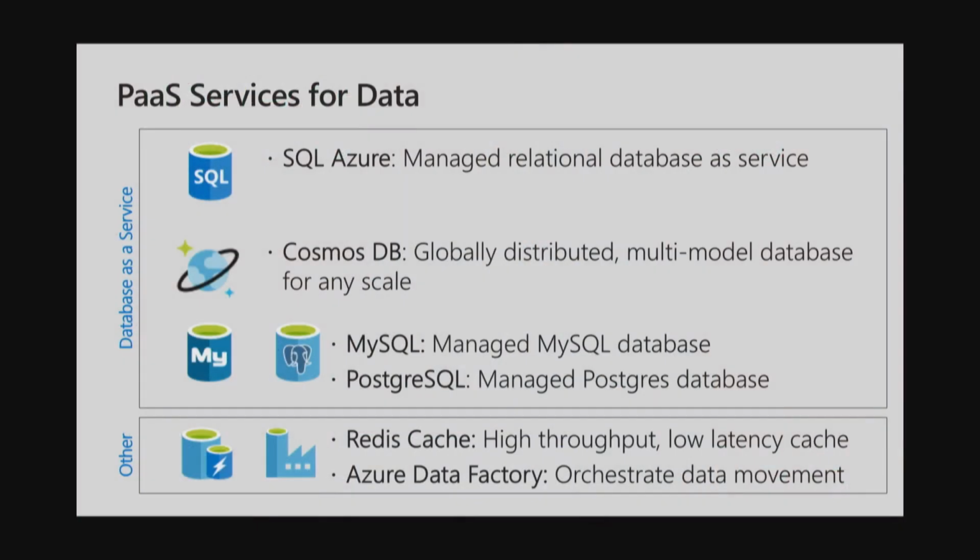So then there's PaaS services for data. We have SQL Azure, which is a managed relational database. Cosmos DB, which is globally distributed, very low latency. Then there's MySQL as a managed service, and PostgreSQL as a managed service. And then there's other areas, like data related to caching. So Redis, have you ever heard of Redis? There's a managed Redis cache in Azure and in Azure Government. And then there's Azure Data Factory, which is nice to orchestrate data movement between migrations and moving data around.